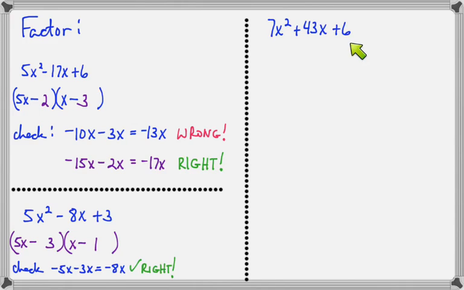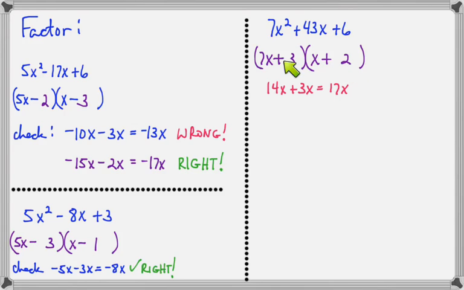Okay, again, no common factor. So we put down two pairs of parentheses. First times first has to make 7x squared. Let's go with 7x times 1x. The signs both need to be the same, and they both need to be positive. Okay, last times last needs to be 6. So again, our choices are either 2 times 3 or 1 times 6. Let's go with 2 times 3.